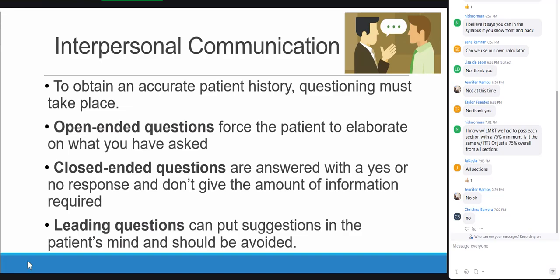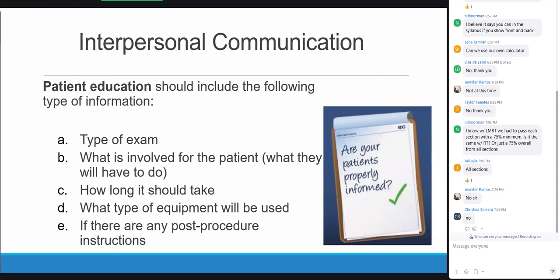We need to be able to provide some education to our patients, be able to tell them in layman's terms the type of exam they're doing, what they're going to be expected to do, how long it should take, the type of equipment that'll be used, any post procedural type of instructions.